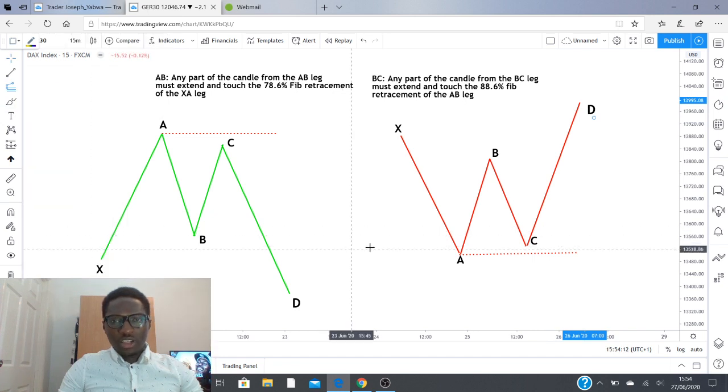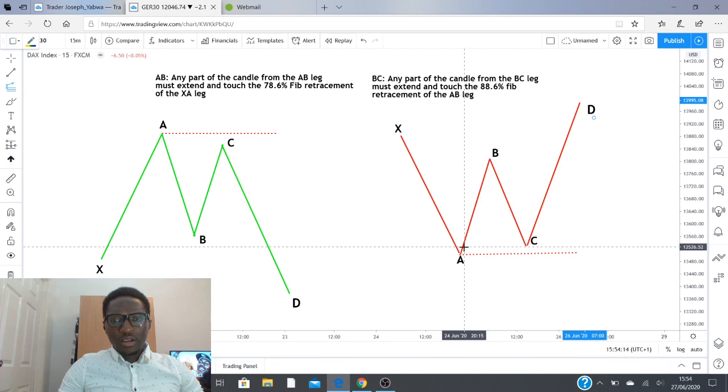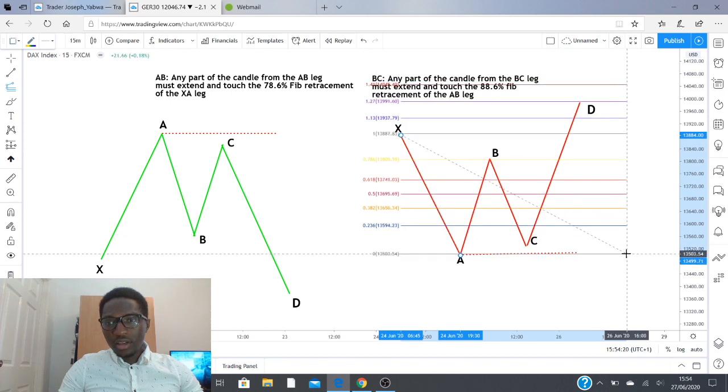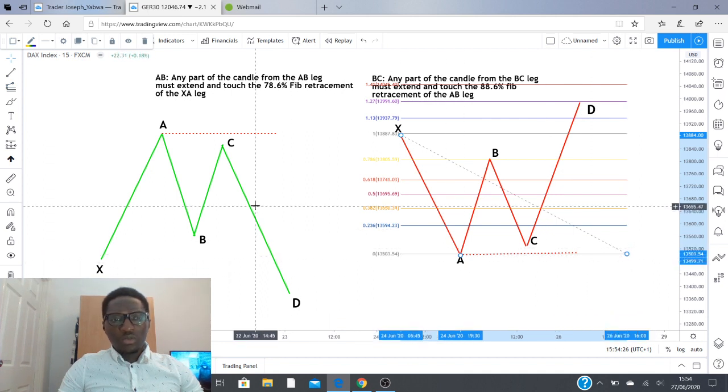Just to use the Fibonacci extension tool to show you how to get that one. With the Fibonacci extension, you're looking for the X to A leg, so you go from swing high to swing low, or swing low to swing high in this case, and back down again. So you've got the 127 extension right at the D point right there. So that's how you get your D point.